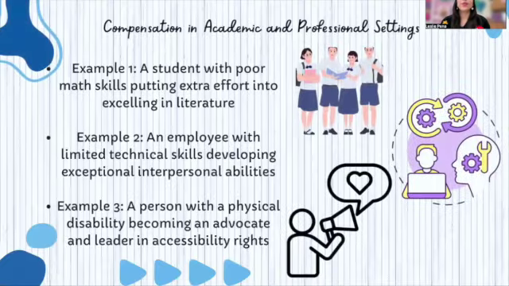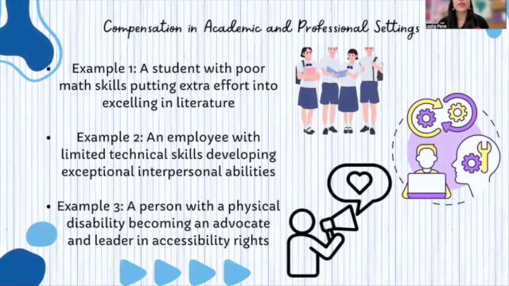Some examples: a student with poor math skills putting extra effort into excelling in literature, an employee with limited technical skills developing exceptional interpersonal skills, or a person with a physical disability becoming an advocate and leader for accessibility rights. So all of these are you compensating for one thing that you don't feel that you're great at by being perfect at another.